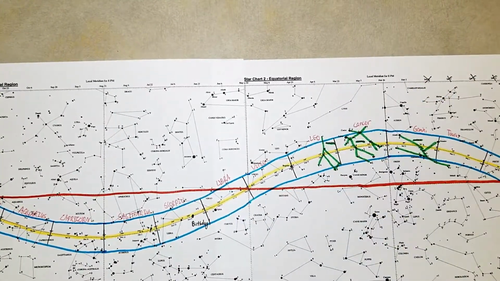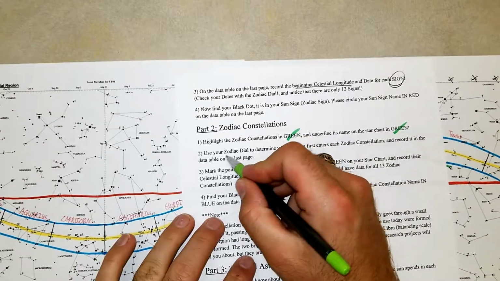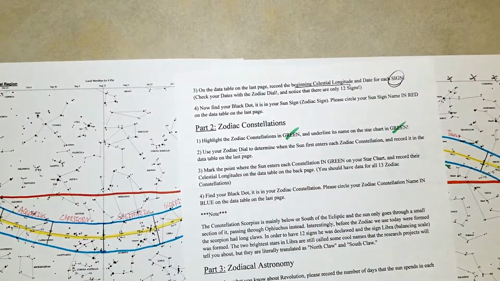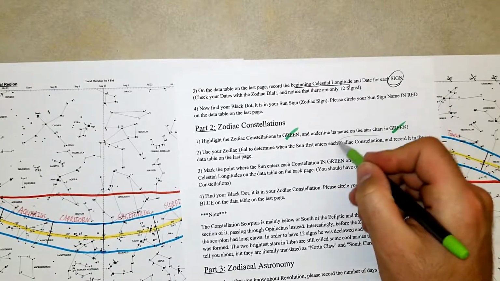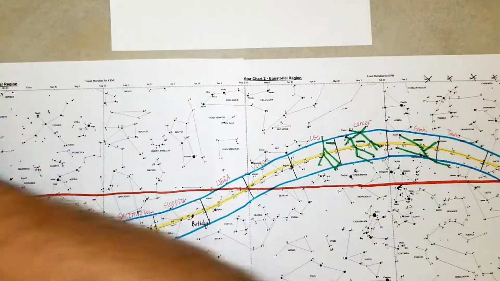From here, we're going to identify all of our constellations and highlight them in green. You may need to do a little bit of Googling here to figure out what stars are all of your constellations. The next part is to figure out when each constellation starts, or when the sun first enters the constellation. You're going to record this in green as well.